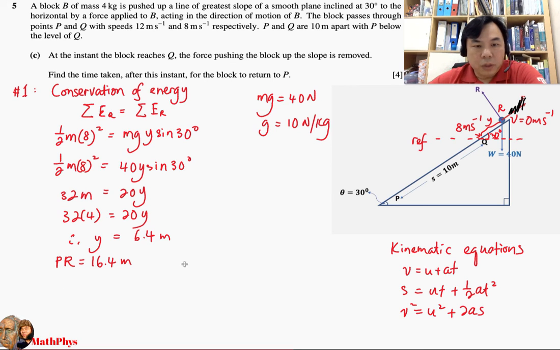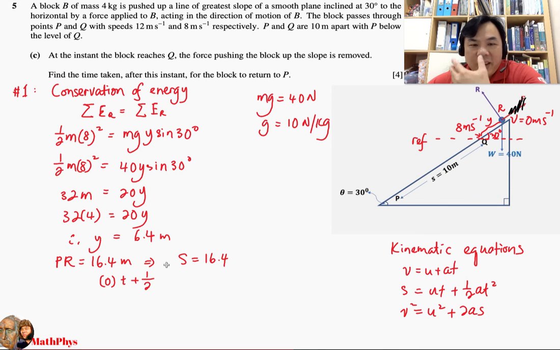Okay, so we know that the distance is equal to 16.4. Our initial speed in this case, we start from R here. So R is 0. So this is 0. So there will be 0 multiplied with time.